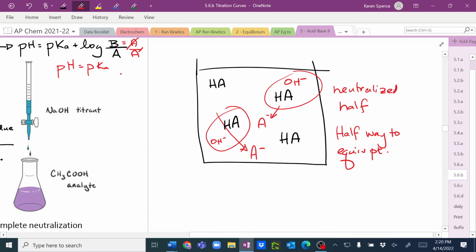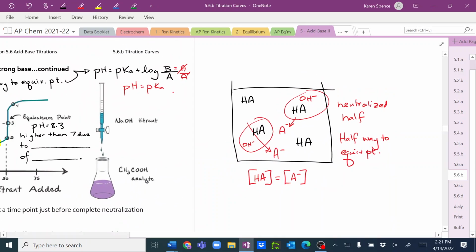If we're halfway to the equivalence point, then our concentration of HA is equal to the concentration of A minus, because we've taken half of it and converted it into A minus. Is that good? I like diagrams with 4 molecules. They make me really happy. And that's why the pH is equal to the pKa at that half equivalence point. All right.